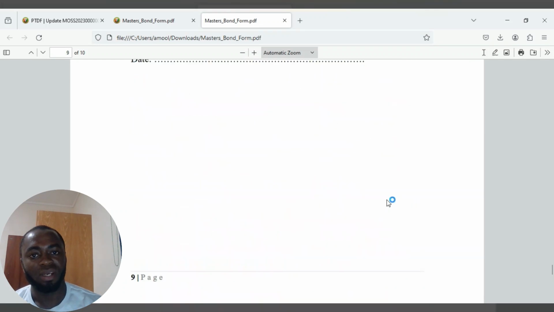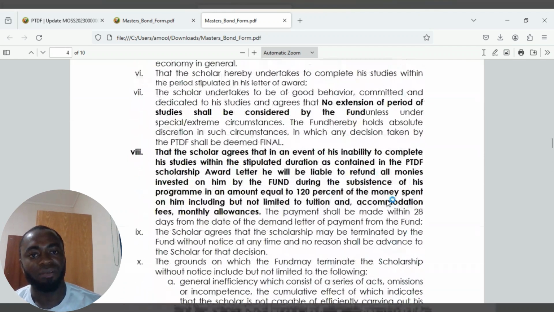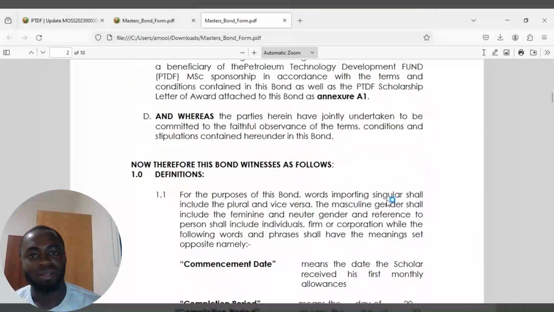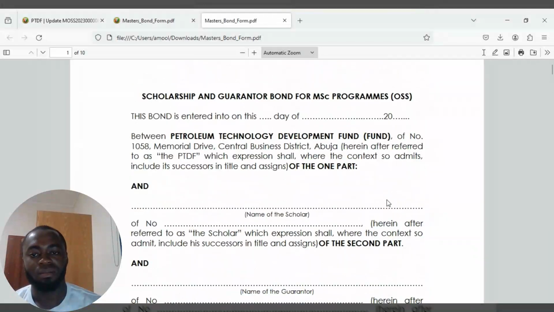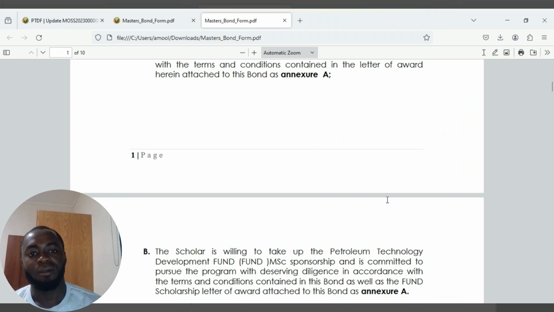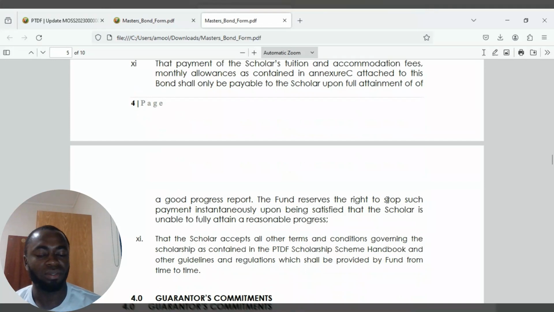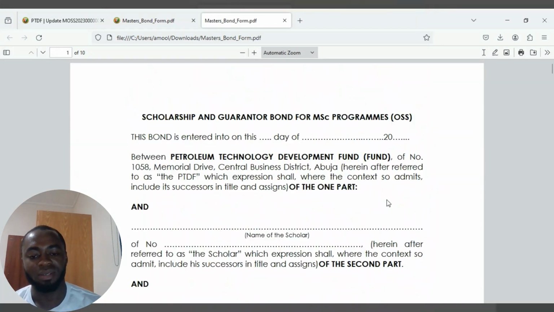So once you have duly signed every part that is for you to sign, you have to scan this document into a PDF document. The scanning process will only take a page, and so you have separate pages that make up the PDF document. So you simply have to merge all of the pages together from the first page through to the last page, and then put them up as a single document and upload on your portal, and you'll be done with signing of the master's bond form.